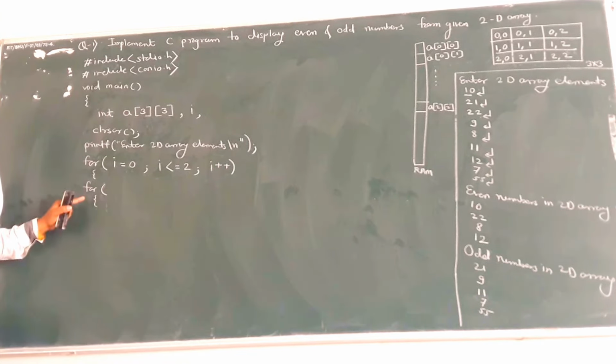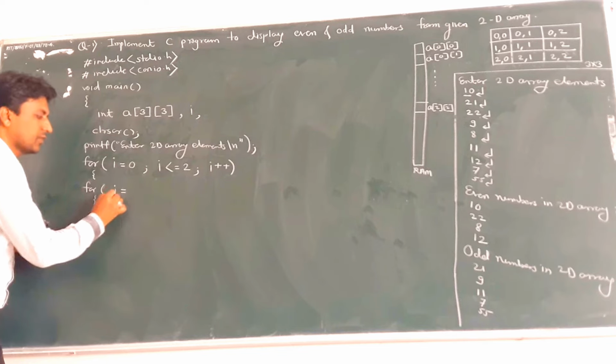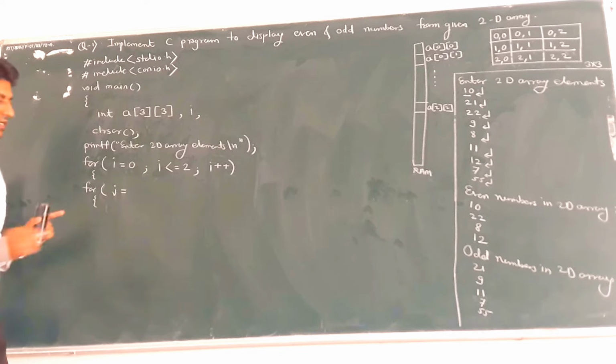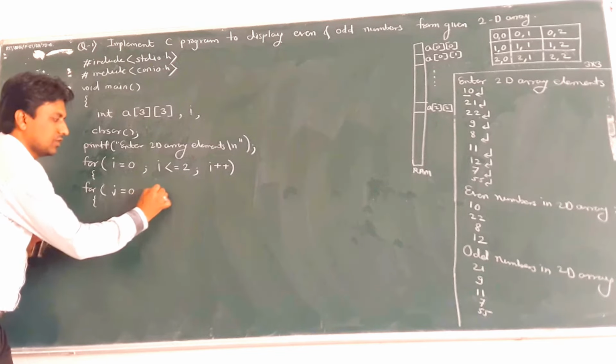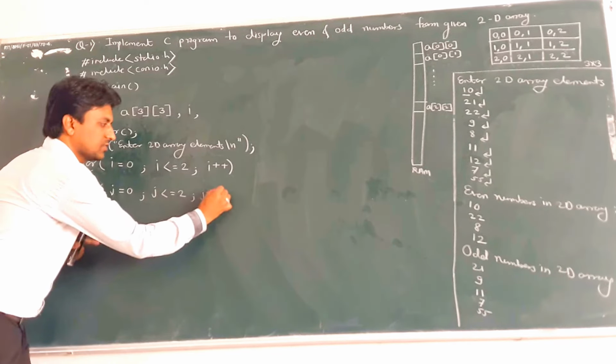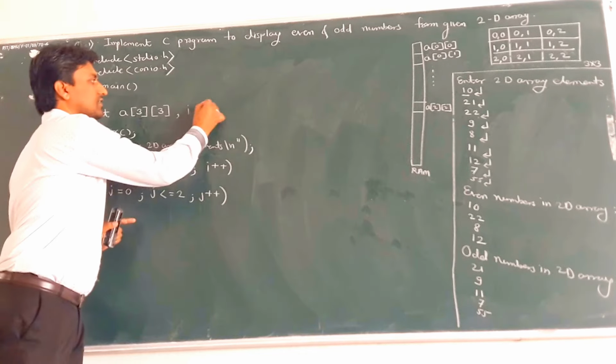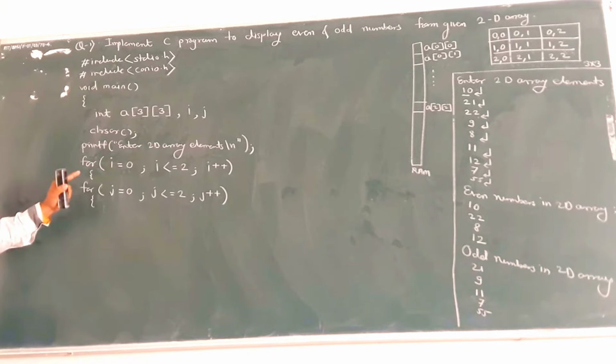After that, the inner for loop. The inner for loop gives you the number of columns, so the number of columns is denoted by the variable j. j starts from 0, j less than or equal to 2 and j plus plus. Next, j is declared at the first line of your program.